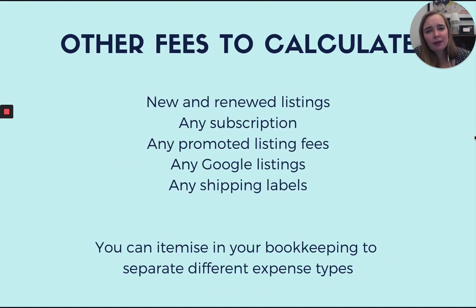So what else do we need to think about for a month? Remember, we need new listings and any renewed listings. We need any subscriptions if you're signed up to Etsy Plus, any promoted listing fees, any Google listing fees, so when you're promoting items on Google Ads, and any shipping labels. Remember you can itemize these in your bookkeeping if that's something you would like to track. So maybe you separate subscription from listing fees because subscription could be operating costs, whereas listing fees would be marketing costs and shipping labels would be cost of goods sold.